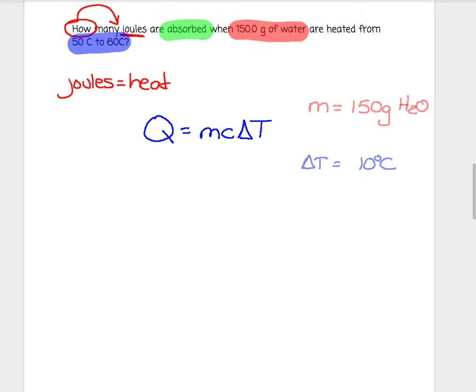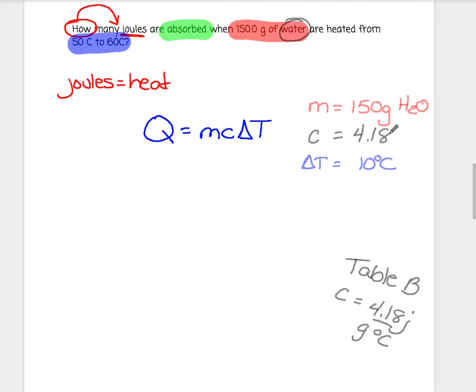Now we have to find C, which is the specific heat. Well, they're talking about water. And on table B, like we saw before, the specific heat of water is 4.18 joules per gram degree Celsius. So I'm going to write that in. Now, if I can take the time to write in all my units, you can take the time to write in all of yours. Alright, let's plug everything in.